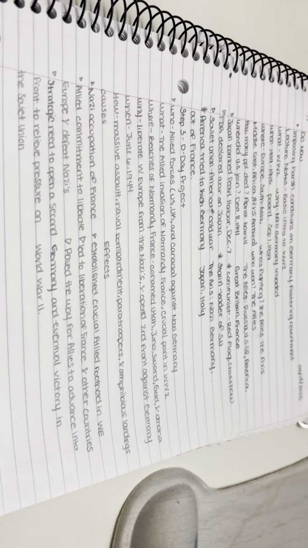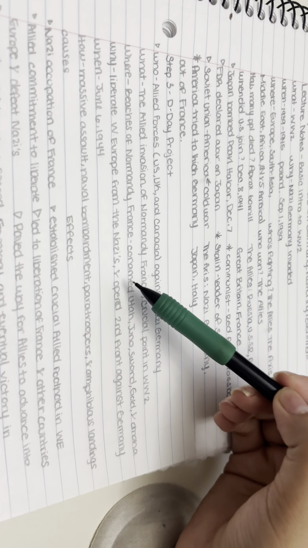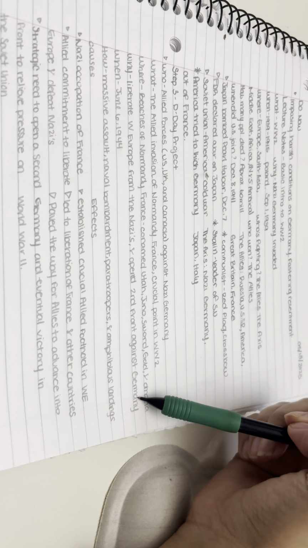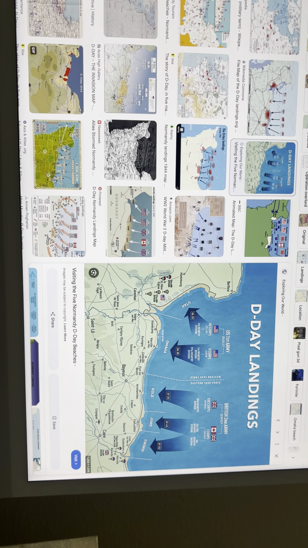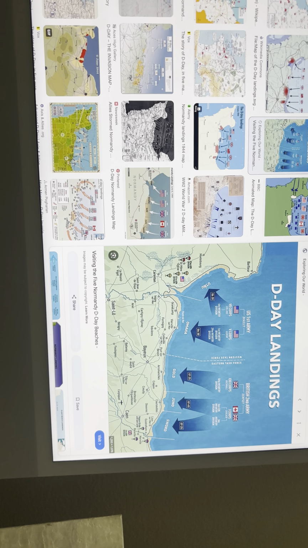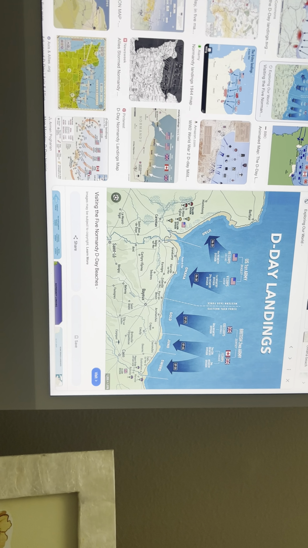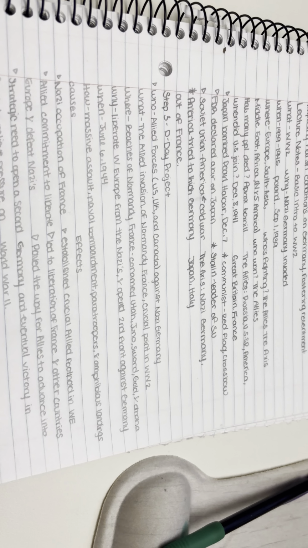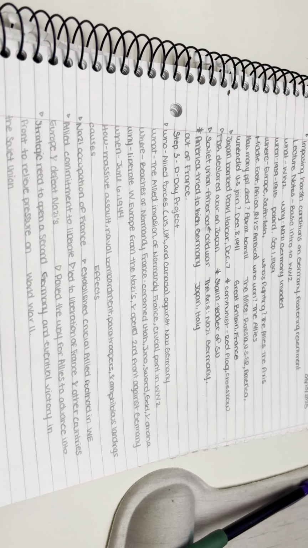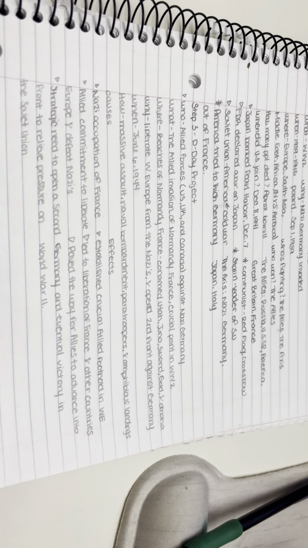Why did it happen? This was to liberate Western Europe from the Nazis. The W means Western. And it opened the second front against Germany. As you can see, this opened a whole new second front to invade France, but not to take France out of it, but to push the German Nazis out. When was it? It was June 6th of 1944, a year before the World War ended.